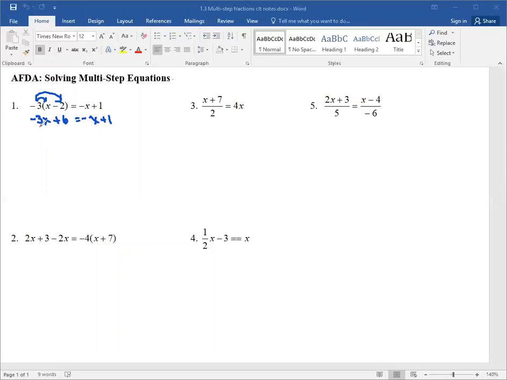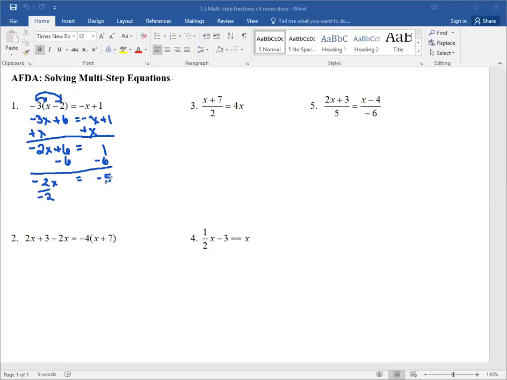All right, now I have x's on both sides, and I also have constants on both sides. So I'm going to get all of my x's over to the left. So since this is -x, I would add x, which would give me -2x plus 6 is equal to 1. Okay, now I need to move this +6, so I would subtract 6. And we have -2x is equal to -5.